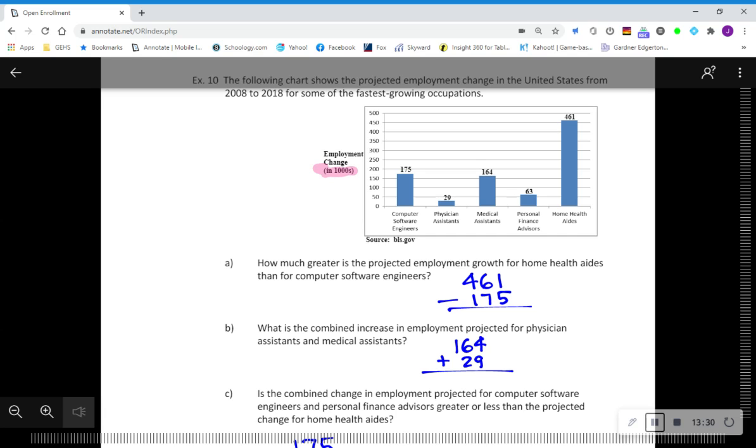So we're going to subtract to get this answer here. 1 take away 5, we're going to have to carry, so I'll make this a 5 and put a 1 there, you get a 6. And 5 take away 7 is not big enough, so I'm going to put a 1 there and make this a 3. 15 take away 7 is 8. And 3 take away 1 is 2, and we'd be done, except that we have to interpret this correctly. These are thousands. So there was an increase of 286,000 more home health aides than computer software engineers.